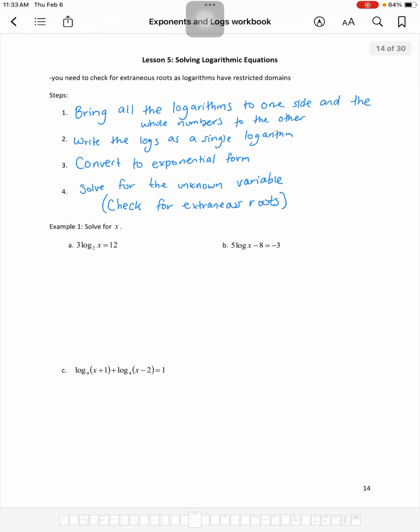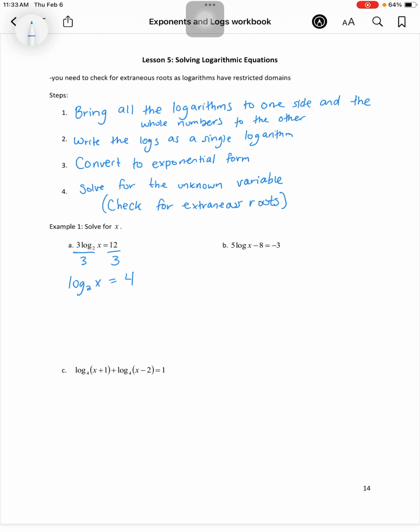So for example 1 here, we have solve for x, we have 3 log 2x equals 12. This is one of the more basic questions where it only requires a few steps. The first thing you're going to do is check for the coefficient that's attached to the log. Here we see it's 3. And just like any other variable, whenever we see a number attached, we know it's being multiplied. So in order to isolate for x, we're just going to divide both sides by 3. Now we're going to get log 2x is going to be equal to 4.